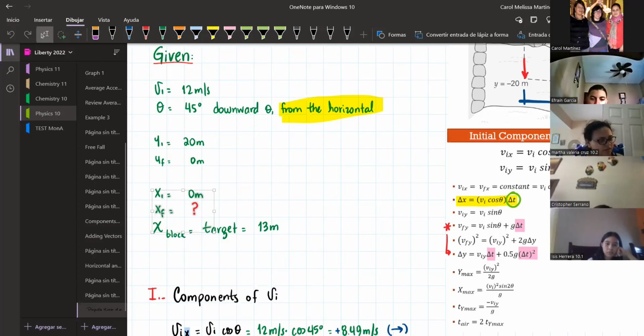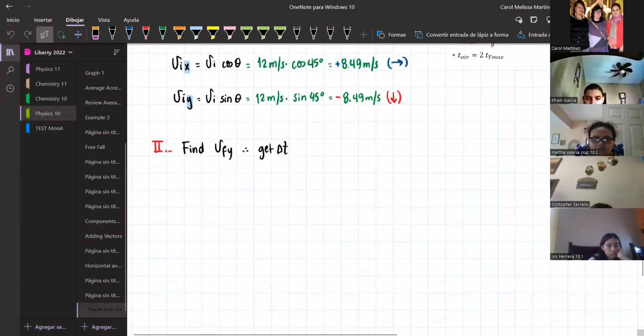If you want to look like a pro and make a huge procedure and get the exact same answer, because the answer is not going to change, you can use the other procedure, but it's going to take longer. Remember that time matters. So if you need to isolate the time, this is the equation to use because it's simpler. Now, in this step, we're going to find the final velocity in y. The purpose is to get the time.